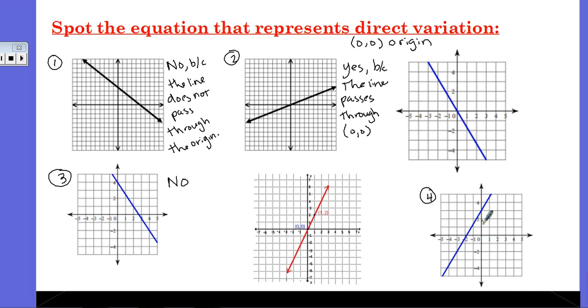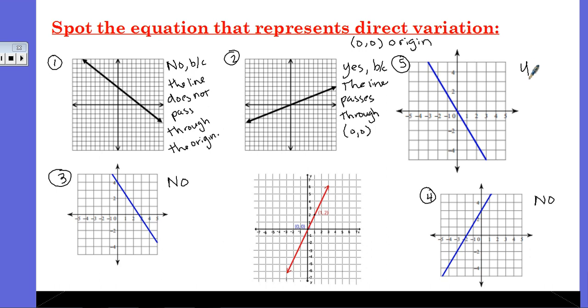Ask yourself the question, write down if it's direct variation or not, and why. Okay, you should have seen that this was not direct variation because the y-intercept was 3, not 0, so it did not pass through the origin. The next graph you see is this guy right here.